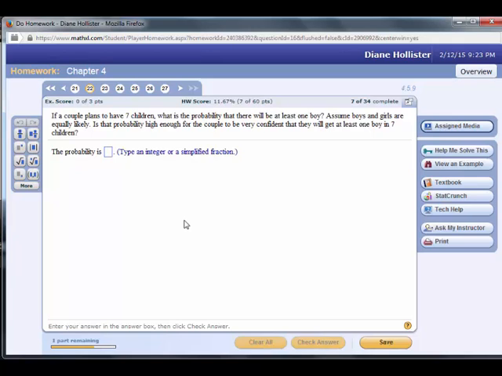Of all those possible outcomes, only 1 would be all girls. The rest of them would include at least 1 boy, so it's much easier to find the complement and subtract from 1.